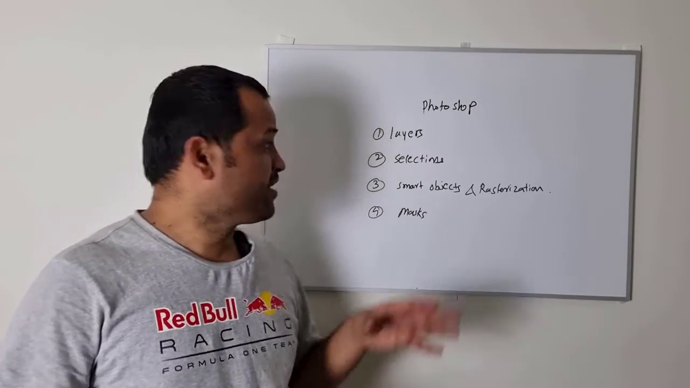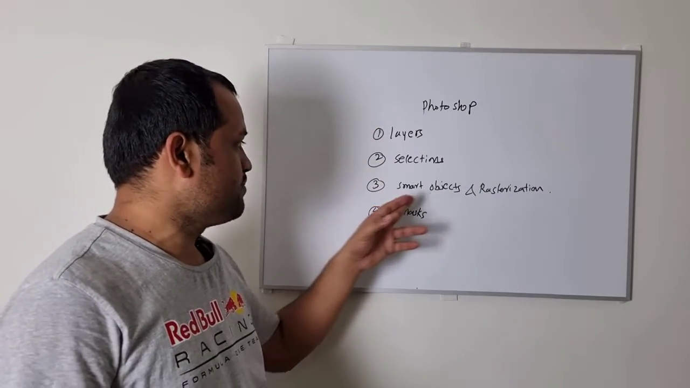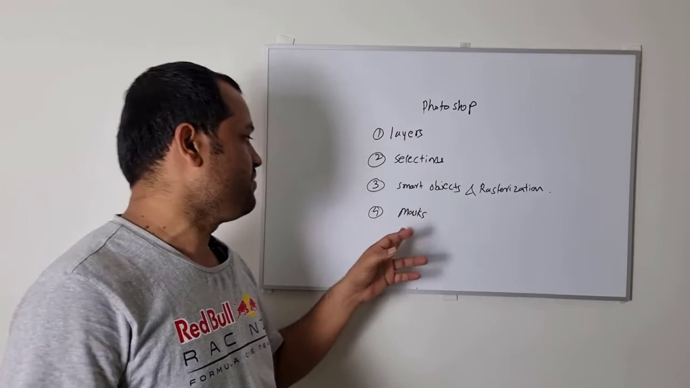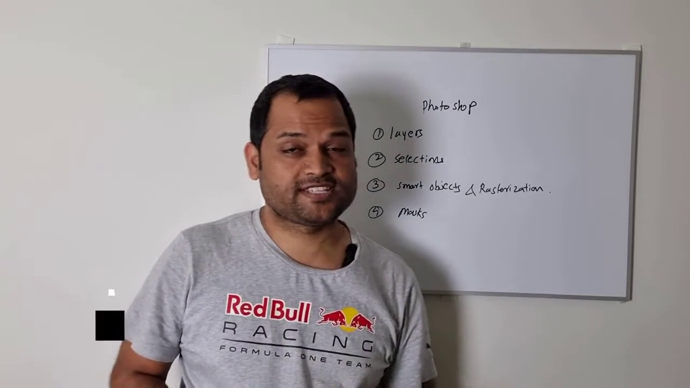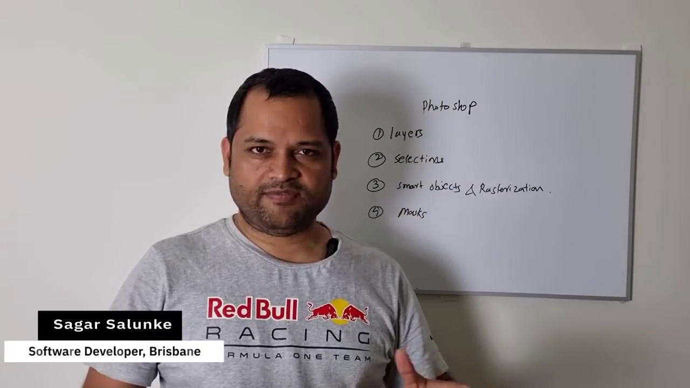So in this lesson, I'll be covering layers, selections, smart objects and rasterization, and then finally masks. So let us try to understand what layers are. Here is one real life example.